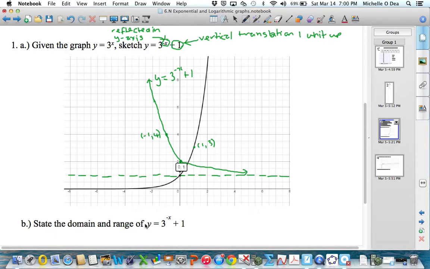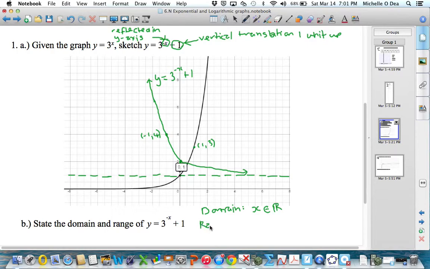So now it asks us, state the domain and range of y equals 3 to the negative x plus 1. So what we just drew. When we have the graph, it makes it a lot easier to find the domain and range. So the domain is quite easy in this case because x can be positive, x can be negative, x can be 0, x can certainly be a fraction or decimal, so x can be anything. So it doesn't change when we do this transformation. It's still all real numbers for the domain. We can use any value of x.